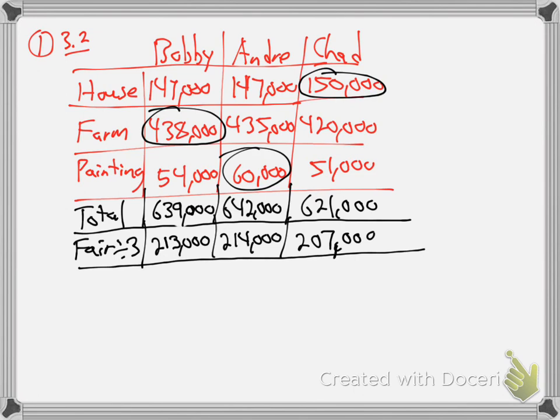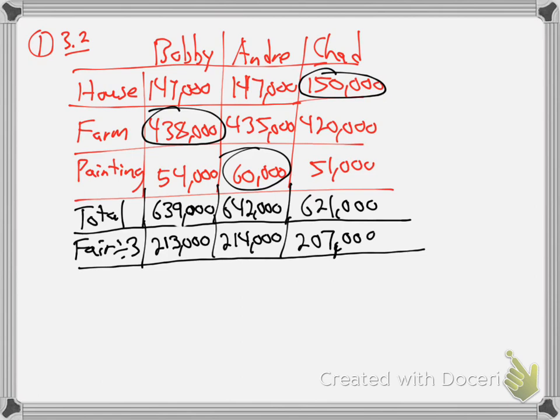Because all that is, Bobby bid all together $639,000. That's what he thinks those 3 objects are worth. And so he thinks, there's 3 people, so divide that by 3. For Bobby, a fair share is $213,000. Make sense? So you just take what they believe, they could write anything they want, what they believe all the stuff is worth, divide by 3, and you get what would be a fair share for them.